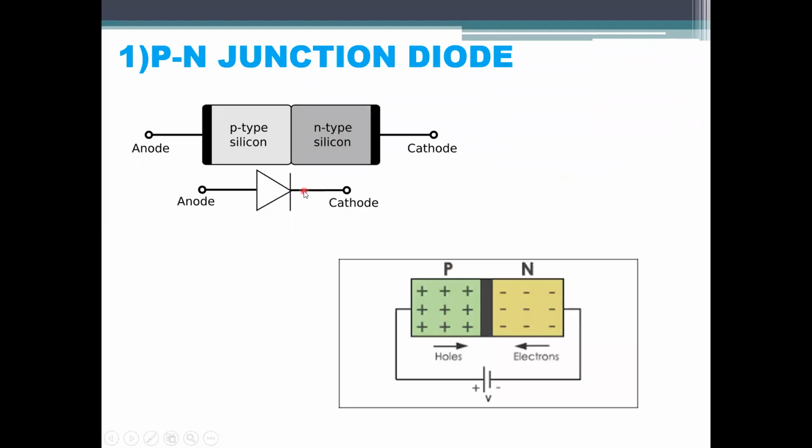The first topic from this section, we are on the first chapter, is the PN junction diode. The semiconductor diode is similar to a vacuum diode. Here, P-type semiconductor is joined with N-type semiconductor, hence it forms a PN junction diode. P-type silicon and N-type silicon are joined together, and they form the PN junction.